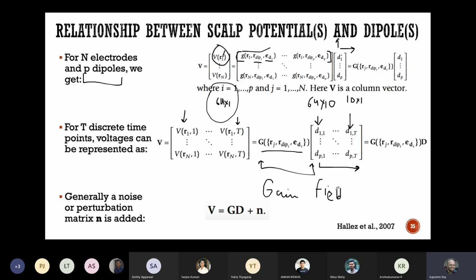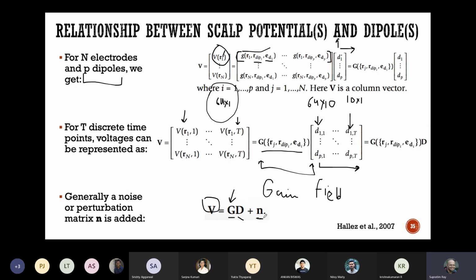If you knew the gain field matrix, which is very hard to find, but you can find it, you would have solved the forward problem completely. Because the voltage is just the product of the gain field matrix and the dipoles. So if I tell you what the magnitudes are, you can tell me what V is. All you need to know is G.